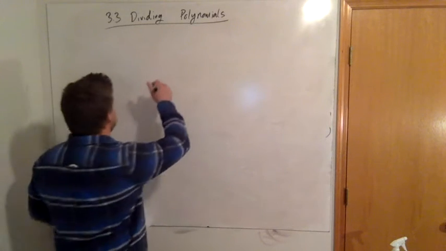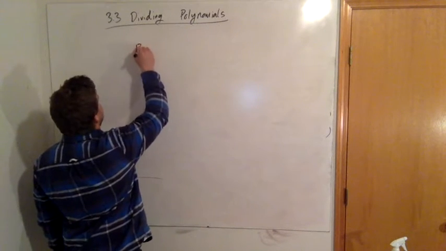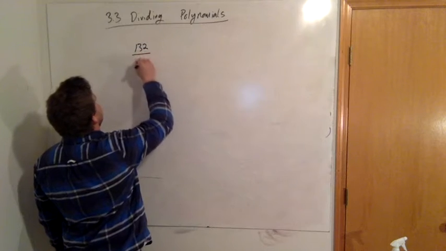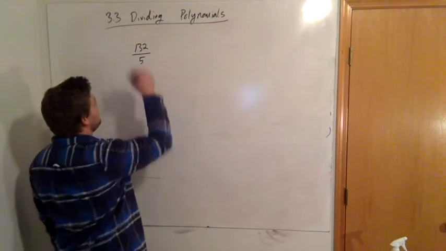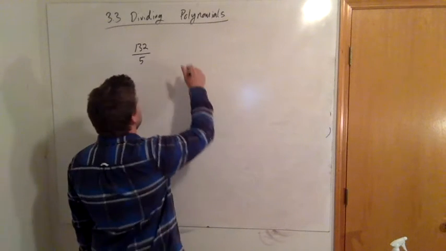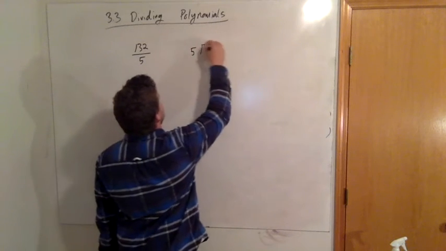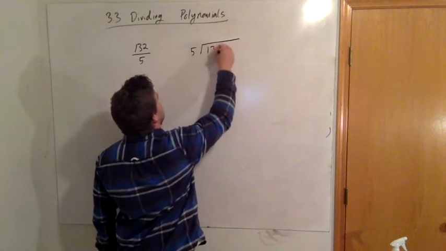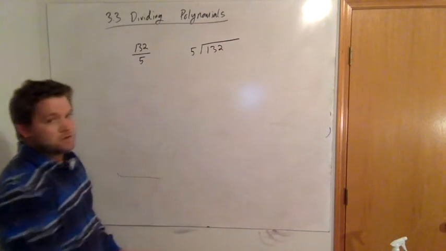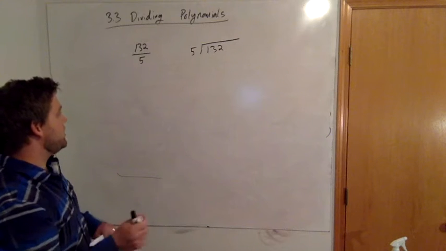So for example, let's say I have 132 and I'm going to divide that by 5. Maybe we're asking ourselves, how many times does 5 go into 132? So we can set up a long division. Set up our long division. How many times does 5 go into 132? So let's recall how to do this.